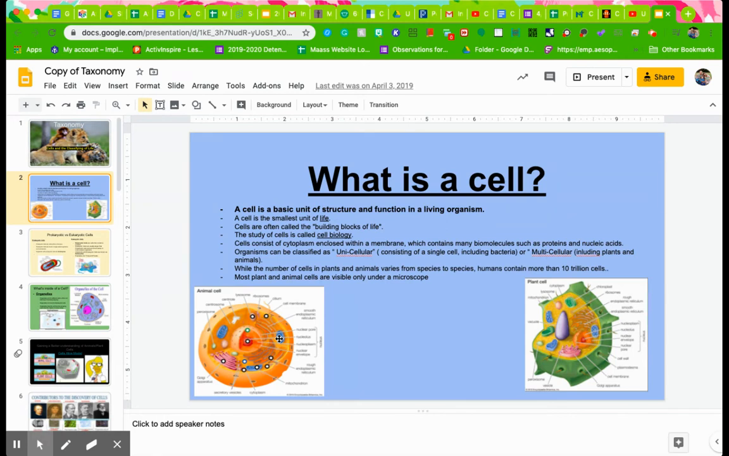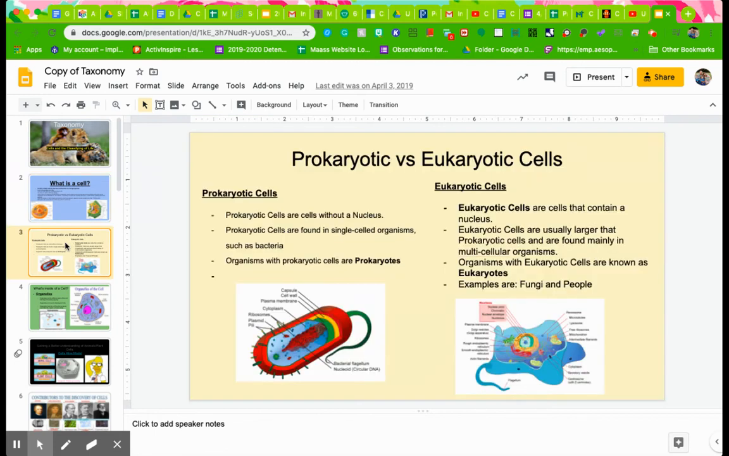Depending on the age and the species, the number of cells in plants and animals can vary from person to person, species to species. But it even says here that humans contain more than 10 trillion cells. That's insane. Most of these plant and animal cells you're only going to be able to see under a microscope. Cells are microscopic. So that's unicellular and multicellular.